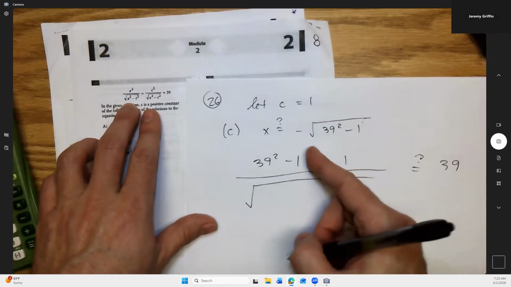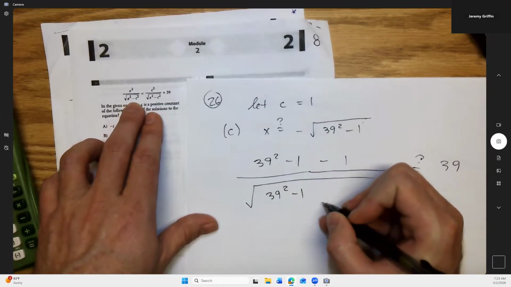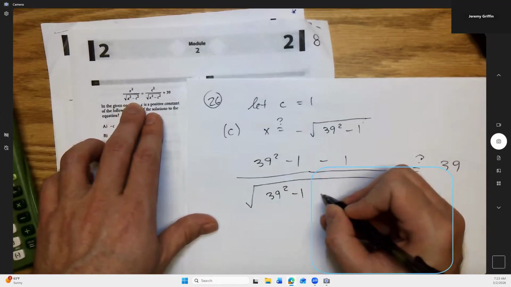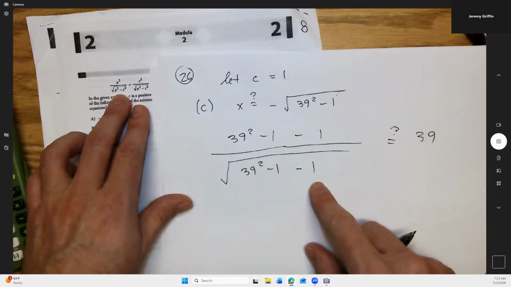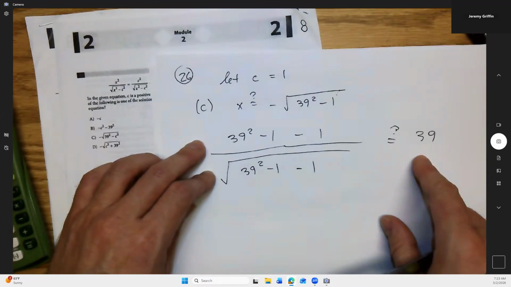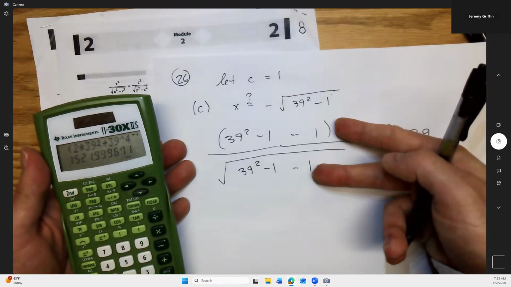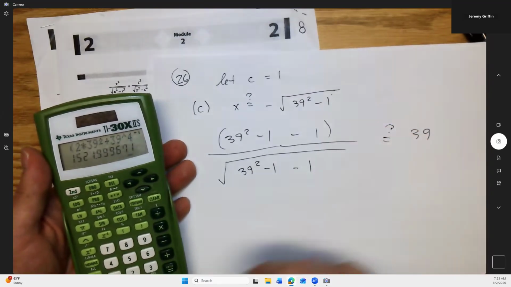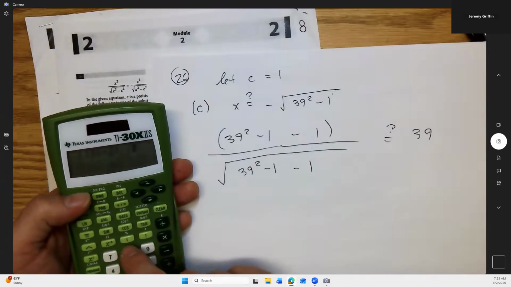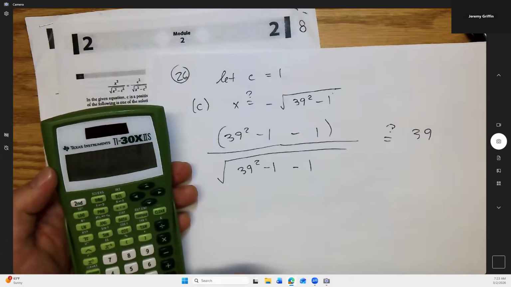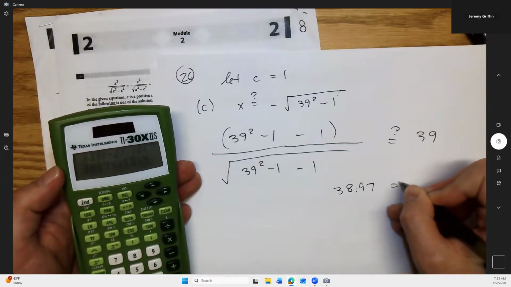X squared, which again is this being squared, is 39 squared minus 1. And then minus c squared. All right. C is 1, so c squared is 1. Okay. So is this equal to this? Wait a minute. This bit is equal to this bit, the square root of stuff. I don't think so. 39 squared minus 2 divided by the square root of 39 squared minus 2. Right? Yeah, so 38.97 is not equal to 39.